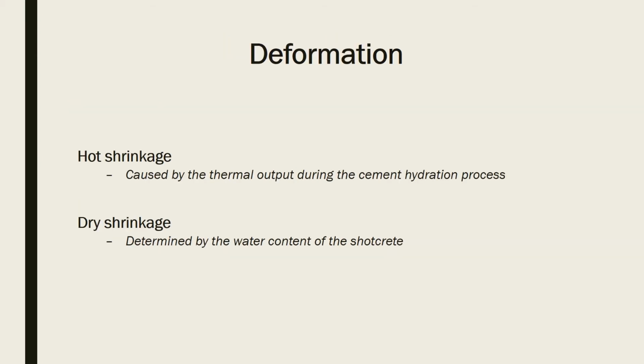The deformation of shotcrete includes hot shrinkage, dry shrinkage, and creep deformation. The range of dry shrinkage is determined by the water content of the shotcrete. If the water content is high, the shrinkage range is relatively large. The hot shrinkage is caused by the thermal output during the cement hydration process. This shrinkage is increased further with a quick setting agent.